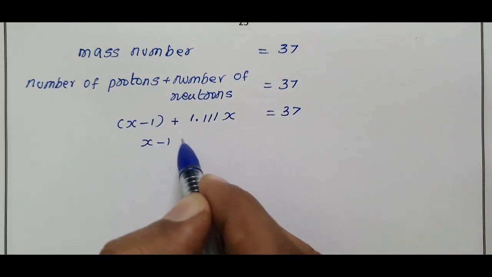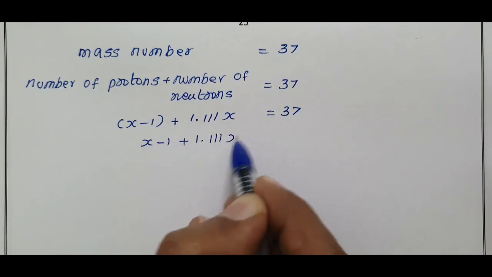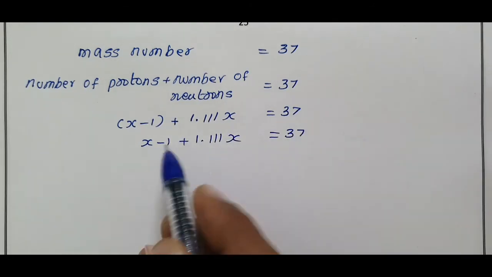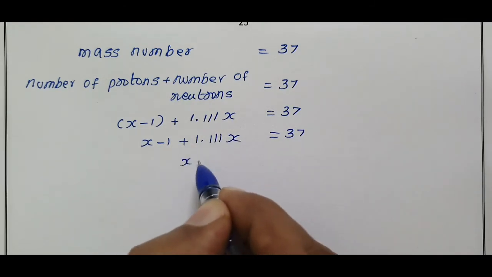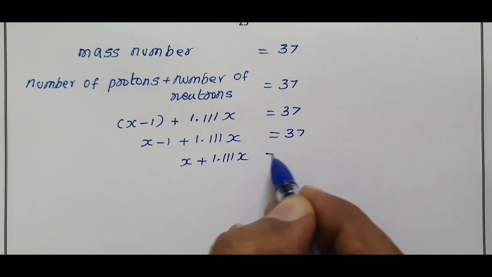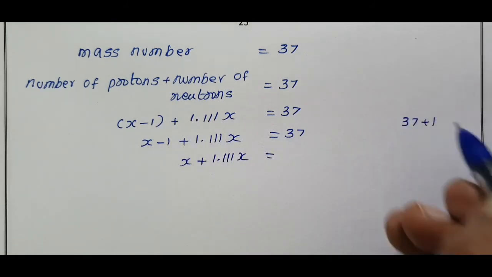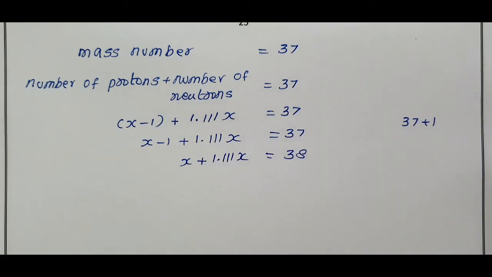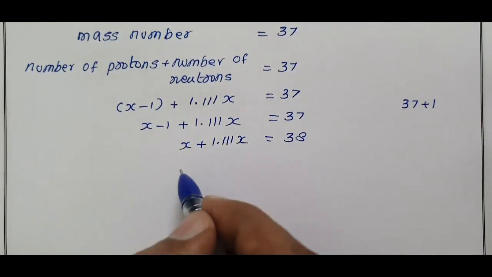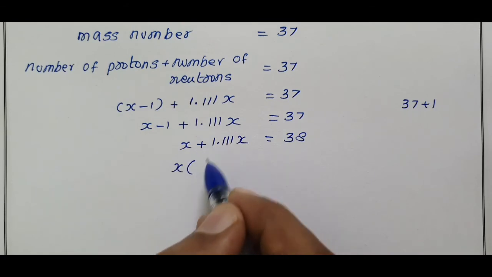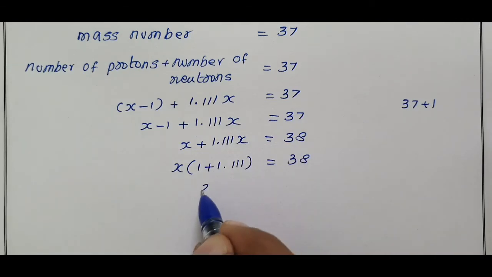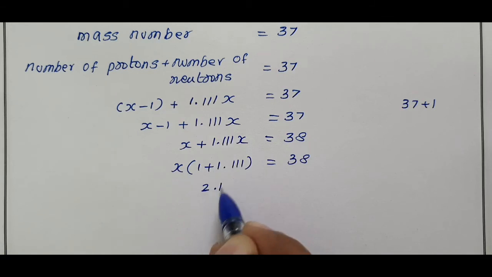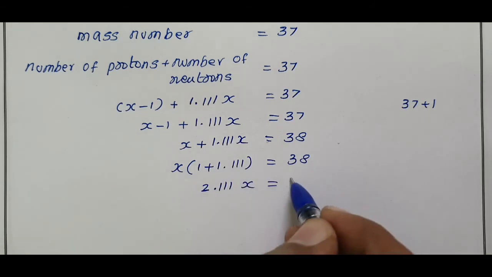X minus 1 plus 1.111 X equals 37. Bring the minus 1 to the right hand side, it becomes plus 1. Therefore, left hand side X plus 1.111 X equals 37 plus 1 equals 38. Take X as common. You have 1 plus 1.111, that is 2.111 X equals 38.